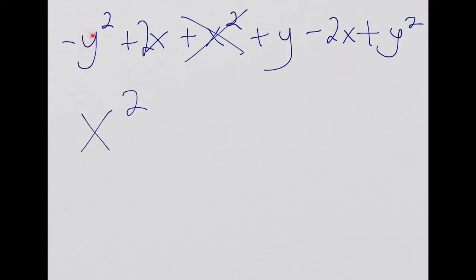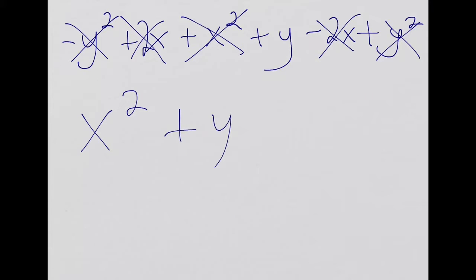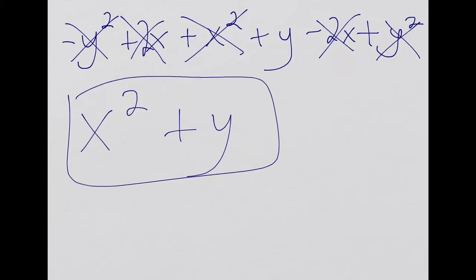Next up are my y squared terms, and I have two of them. Pay close attention to the signs in front of them, negative and positive, and it turns out they cancel each other out. Next up, my x term. I have a positive 2x and a minus 2x. Those also cancel each other out. And my last term here is a positive 1y. The problems on the test might be longer, but the exact same rules apply.